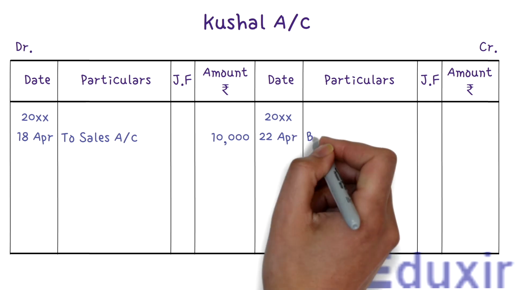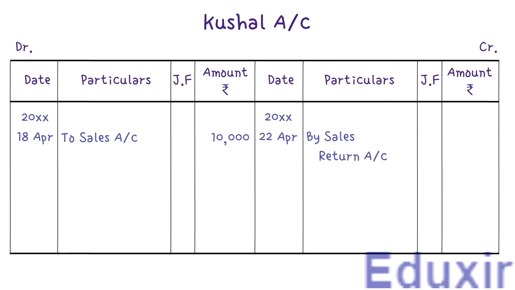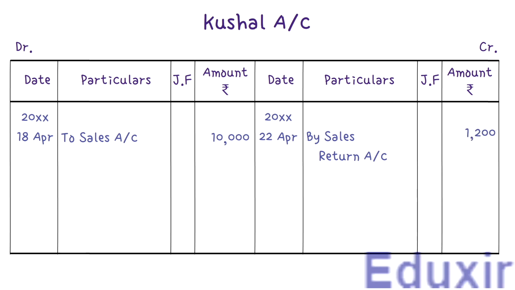Let us then write by sales return account into the particulars column. Let us then write the credit amount of 1200 rupees in the amount column. With that, we have completed the posting of this journal entry into Kushal account. Let us now take up the next entry.